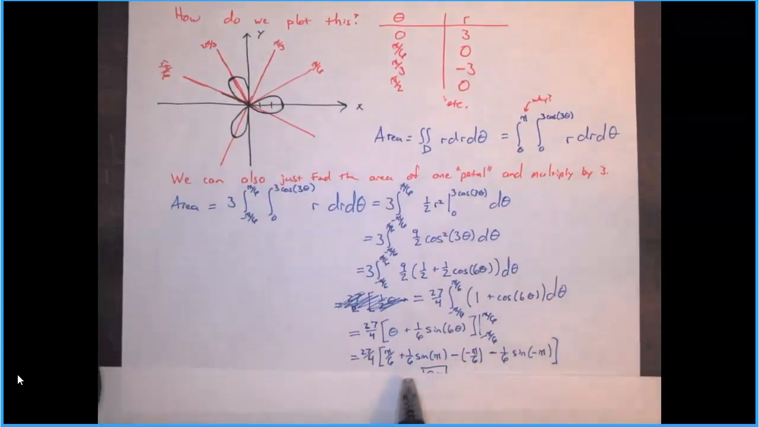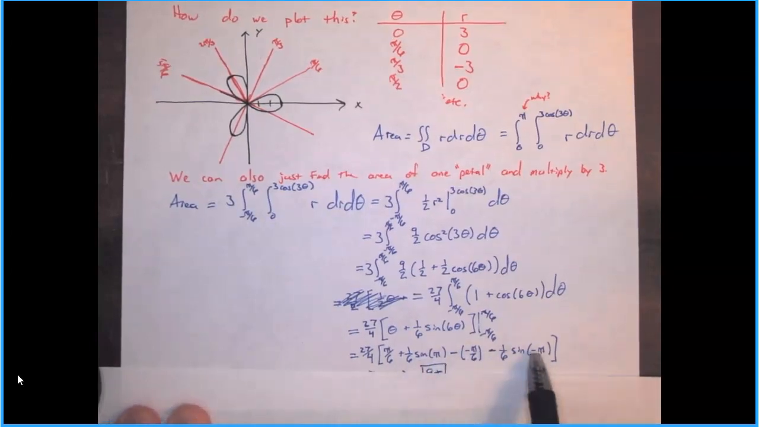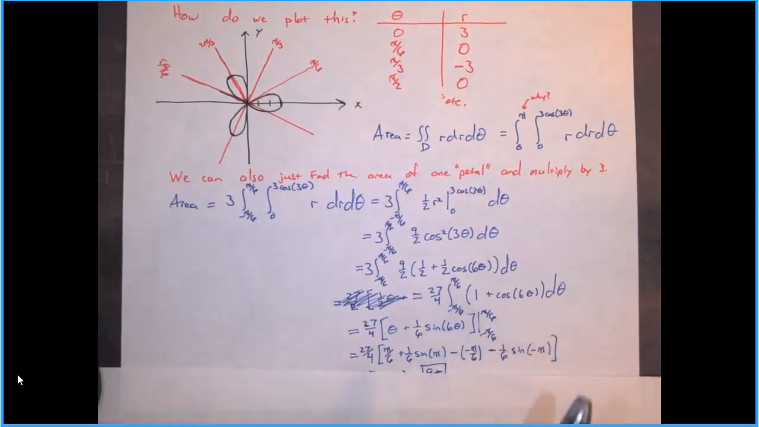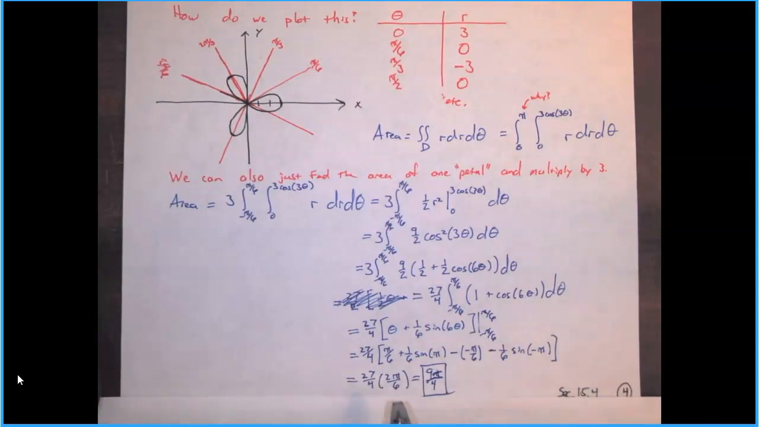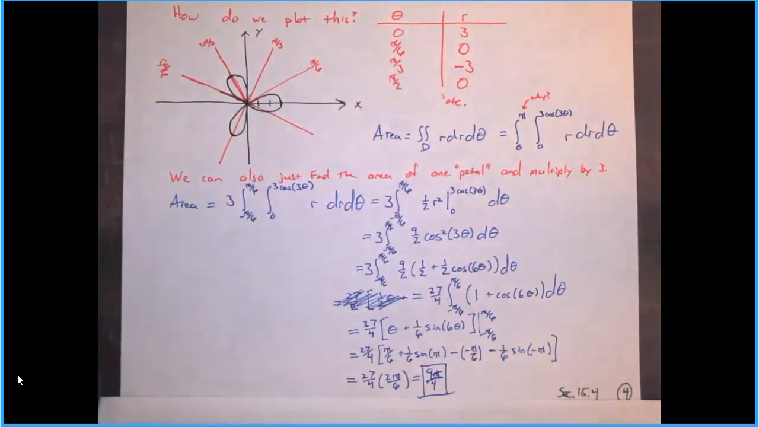I plug in my bounds. I plug in pi over 6. I get pi over 6 plus 1/6 sine pi. I plug in negative pi over 6, get minus negative pi over 6, minus 1/6 sine of negative pi. These sines both go away. They're both 0. Pi over 6 minus negative pi over 6 is pi over 3, or 2 pi over 6. I multiply to get 9 pi over 4. Okay. And that's your answer. That's the area enclosed by this curve, because I already multiplied by the 3 out here. So 3 pi over 4 would be the area of one petal.